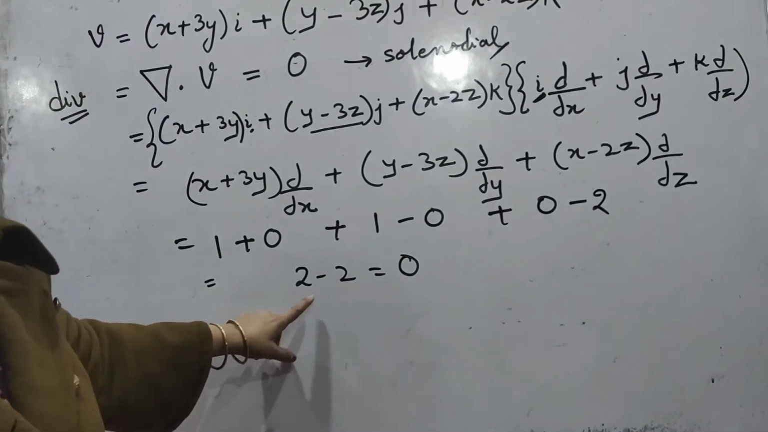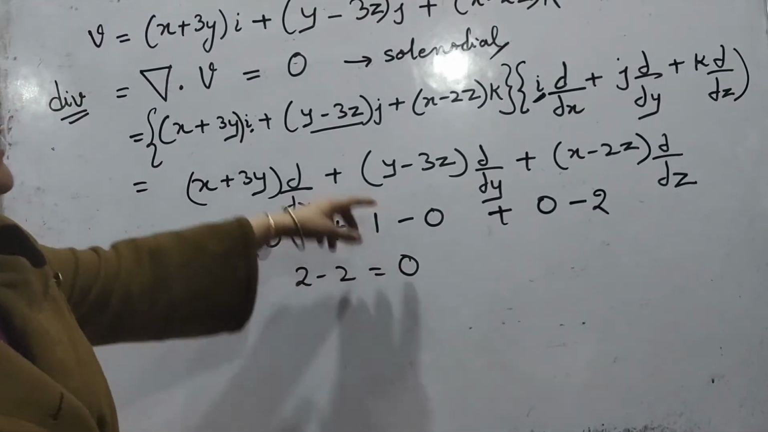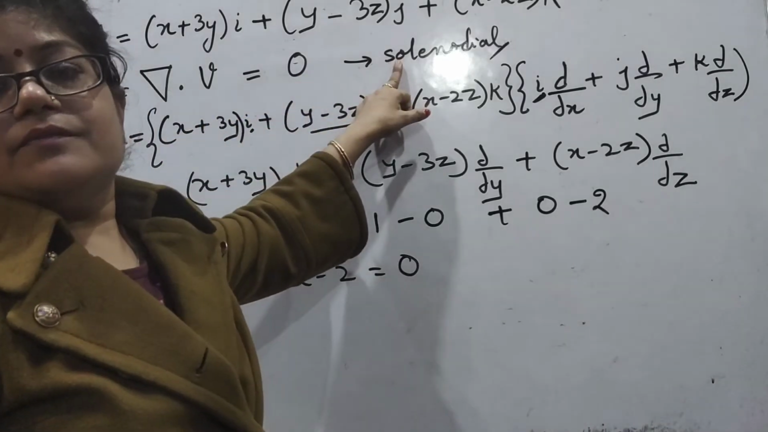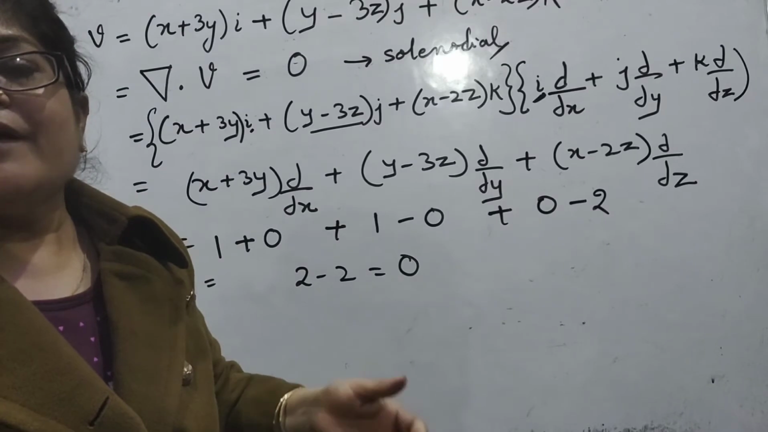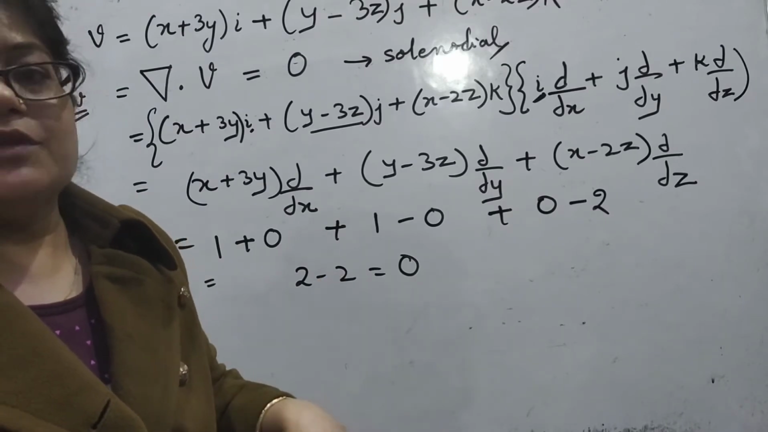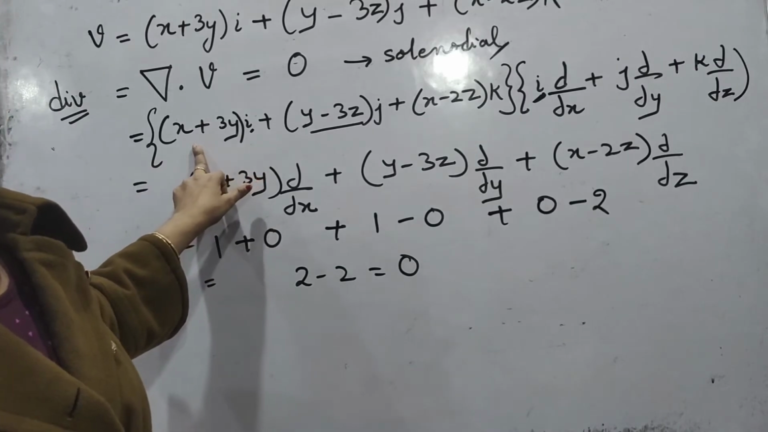So whenever the divergence of any vector is equal to 0, then that vector is solenoidal. And how will you find the divergence? How will you find the curl? I also made one separate video for that. You can check it in the playlist named BTech Mathematics.